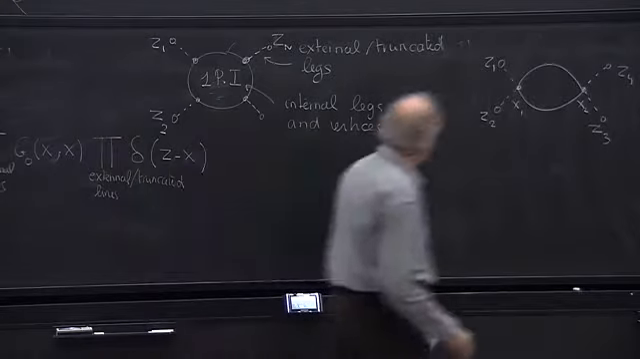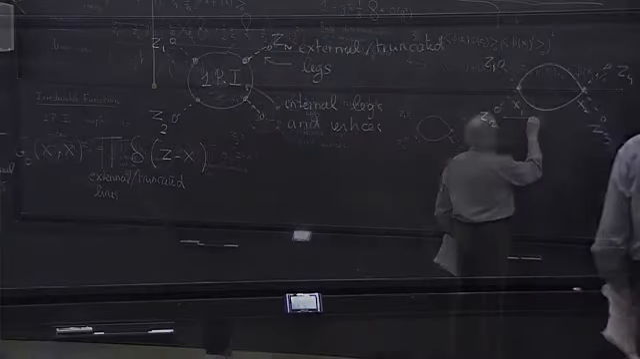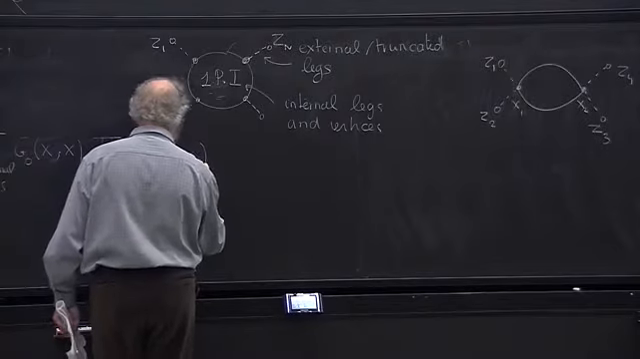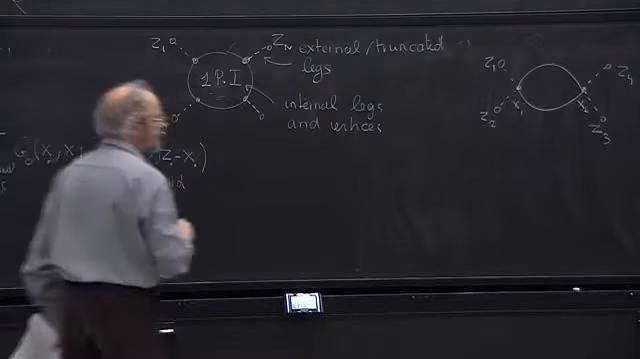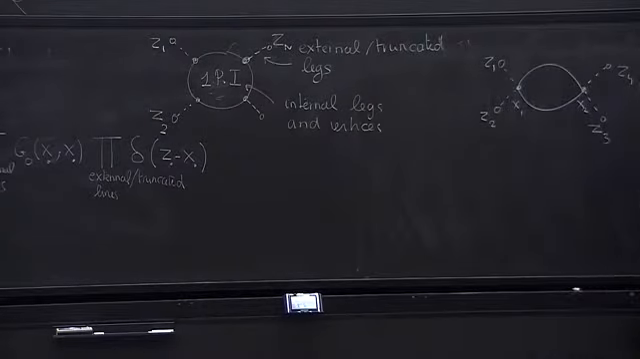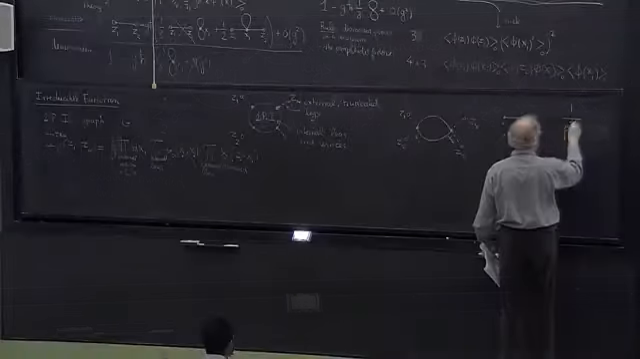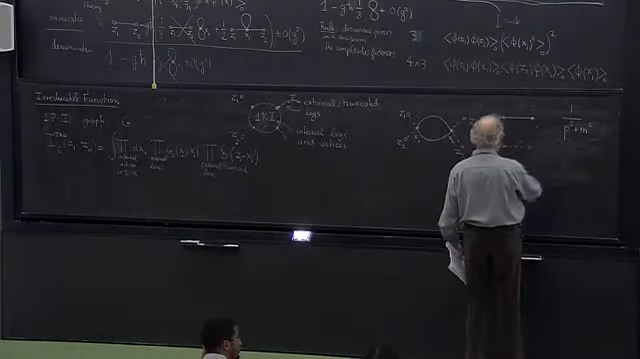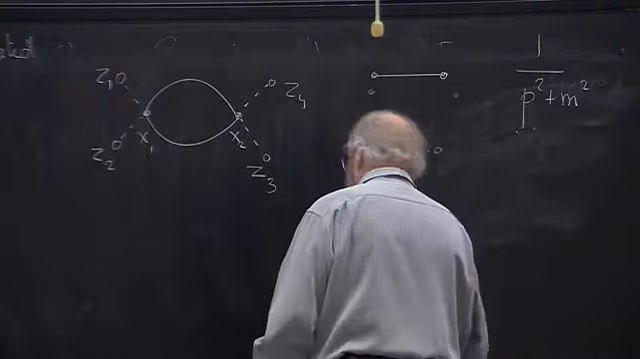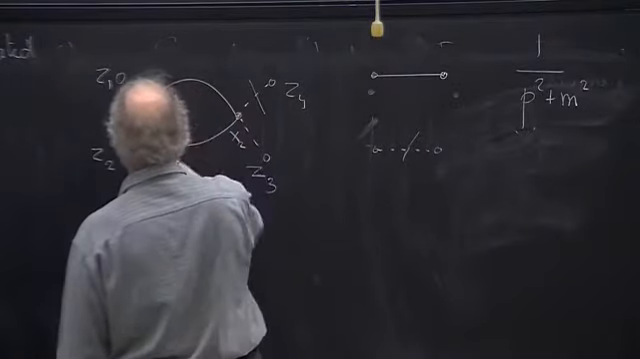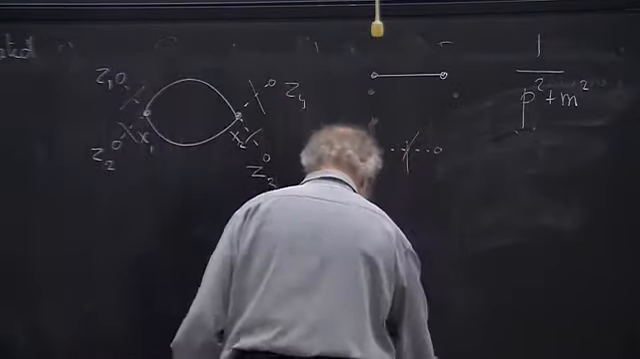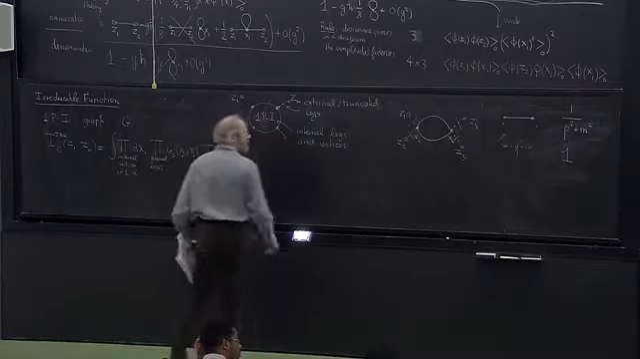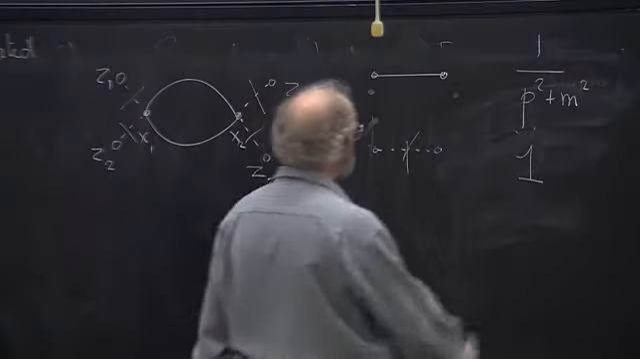Because this removes the effect. Okay. So the rule is that it depends on the labels here too. So for instance, this is a propagator, 1 over p squared plus m squared, if you like. And for an external line, or truncated line, usually it's drawn by just cutting them like that. This is the Fourier transform of delta, which is 1. So in Fourier transform.